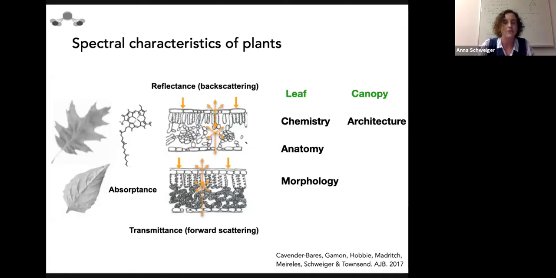Scattering, on the other hand, happens when light gets deflected from a straight trajectory as it crosses the boundary layers of different materials, such as in plant leaves. We can think of light crossing the layers between plant cells and intercellular spaces. So this means that reflectance at the leaf level is influenced by leaf chemistry, anatomy, and morphology. And when we look at the canopy level and measure spectra from a distance, spectral reflectance is also influenced by the architecture of the canopy, because scattering also occurs within the canopy.